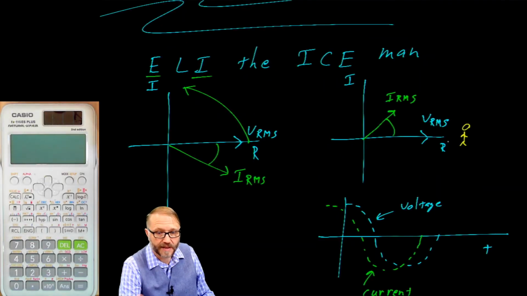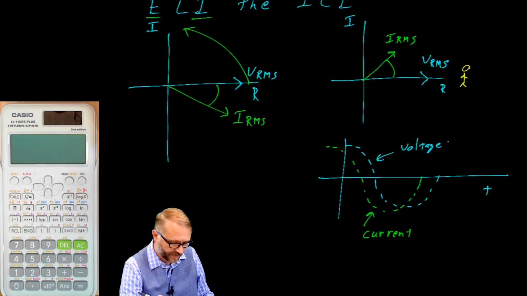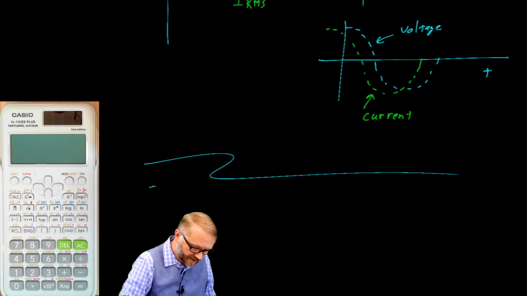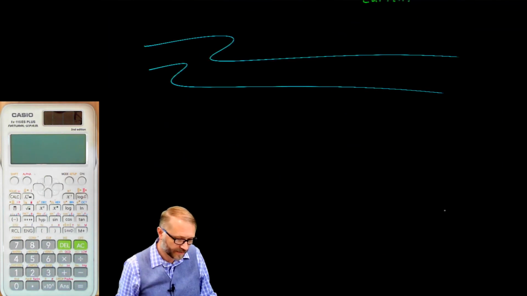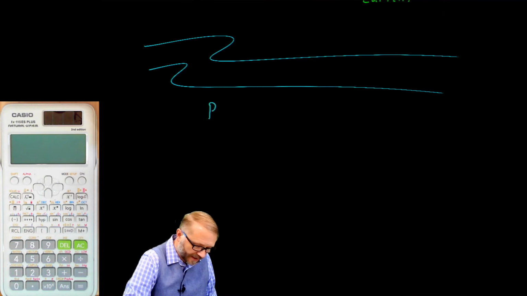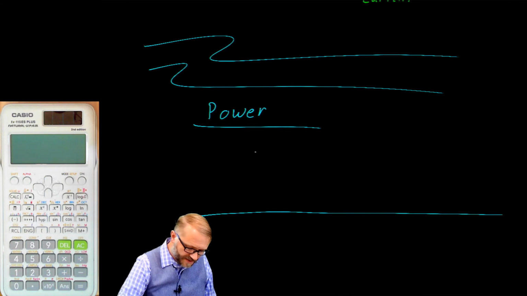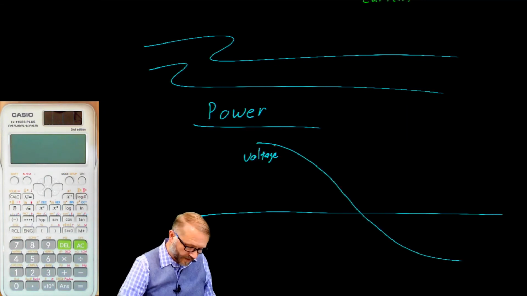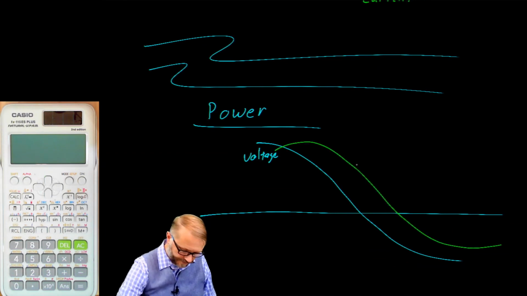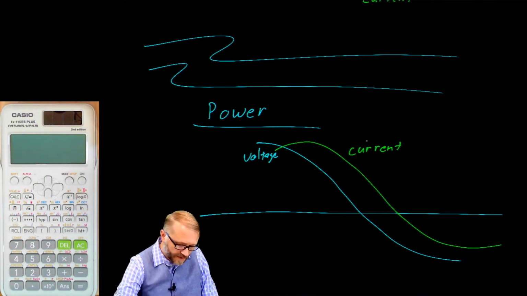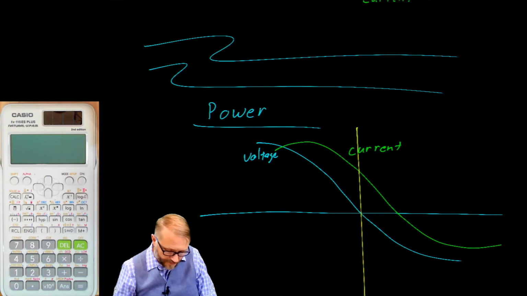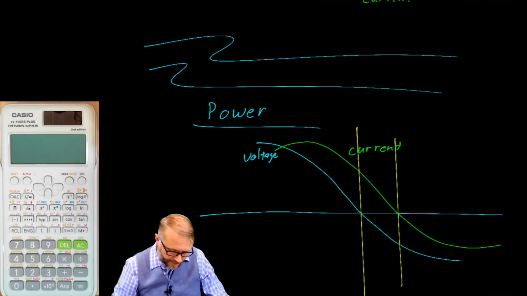This ELI the ICE man implies that voltage and current are not necessarily going to be in phase, which brings us to yet another very closely related topic, and that is the question of power in AC circuits. Let's focus in on a particular piece of a waveform. So we'll let this be voltage, and we'll let this be a current. There's two lines I want to draw here. So first is that one, and the second one is here.